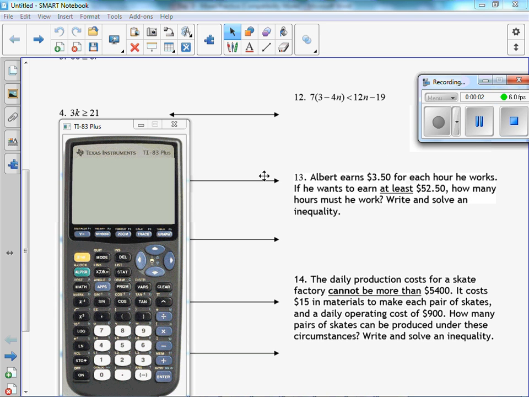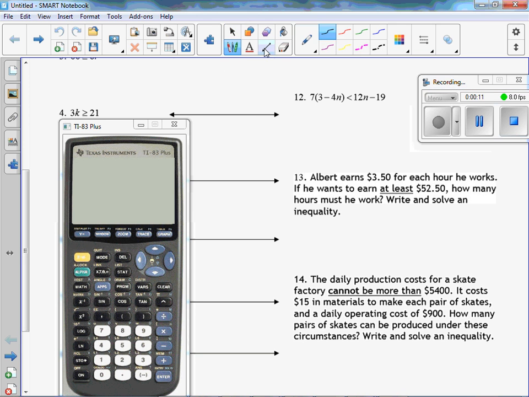Hello everyone. Here's a short video tutorial to prepare you for the upcoming test over solving inequalities. All right. Let's start with number 13.